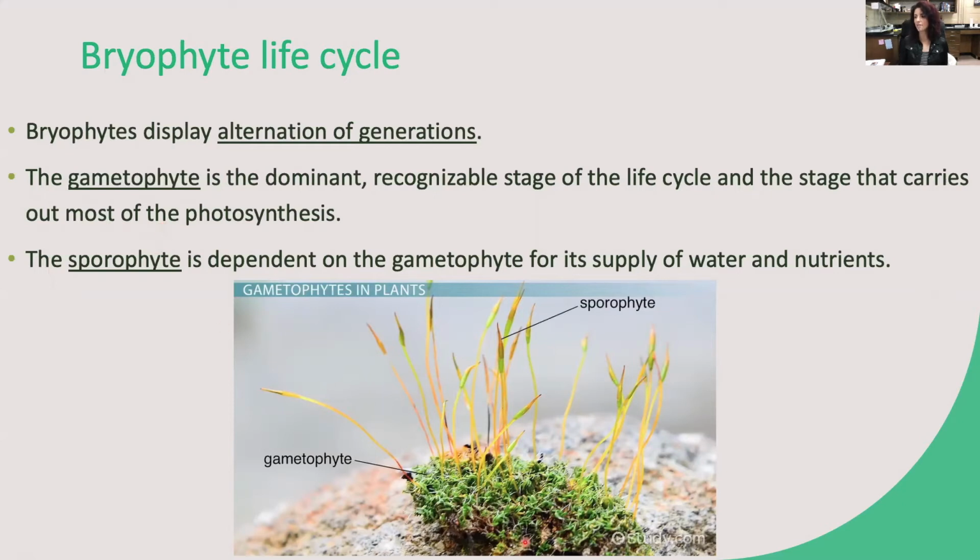So here we have an image of a moss. This fuzzy darker green at the bottom is the gametophyte stage. And then these tall pillars and stalks that are stemming up from the gametophyte are the sporophyte generation.